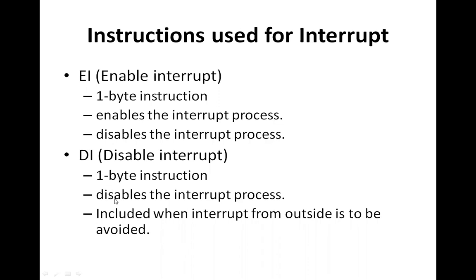Now, the DI instruction is normally used to disable the interrupt process, and it is included in the program when we want that no other device should interrupt the operation of the microprocessor. So it depends upon the requirement. But these two instructions are used for exploiting the interrupt process in 8085.